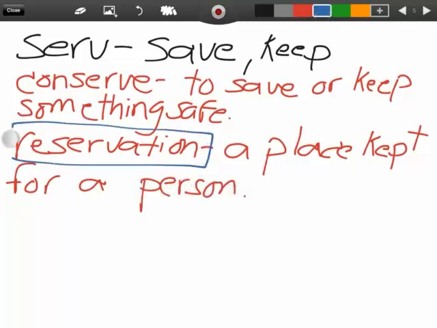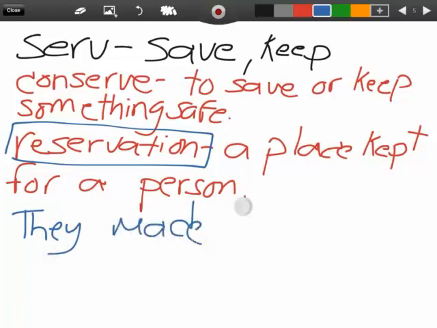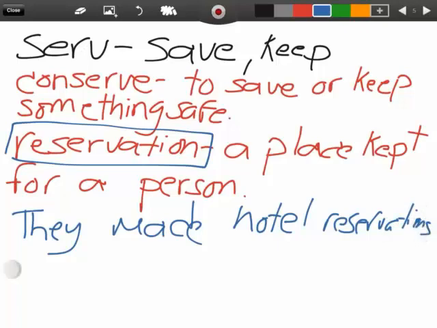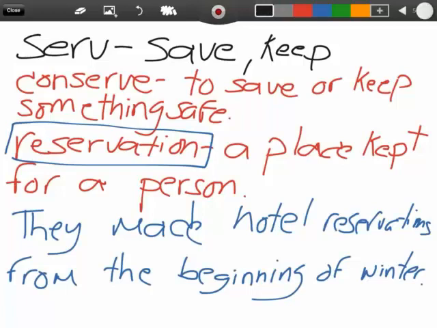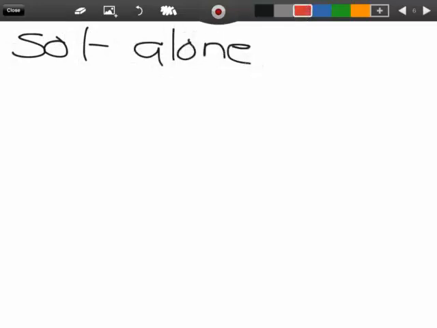I'm going to go ahead and use reservation in a sentence. I'm going to go ahead and read that to you. They made hotel reservations from the beginning of winter. Moving on to our next root is sol. Sol means alone. I'm going to go ahead and give you an example word, and that is going to be solo.